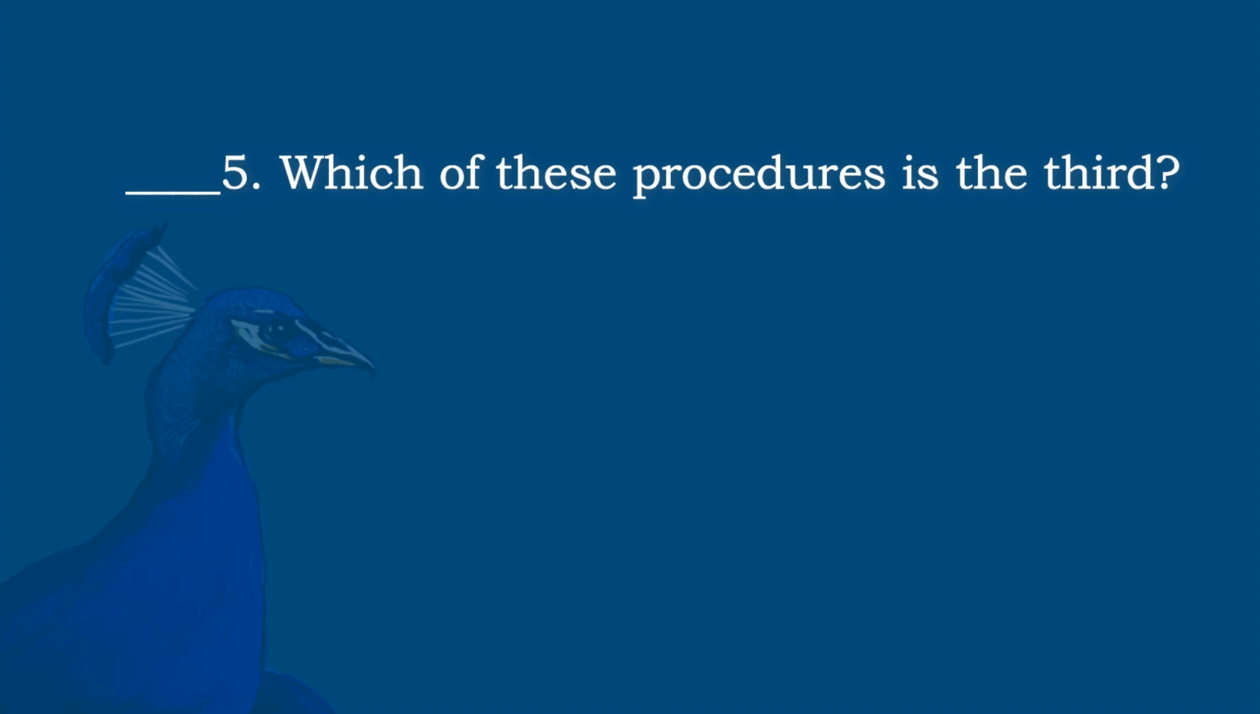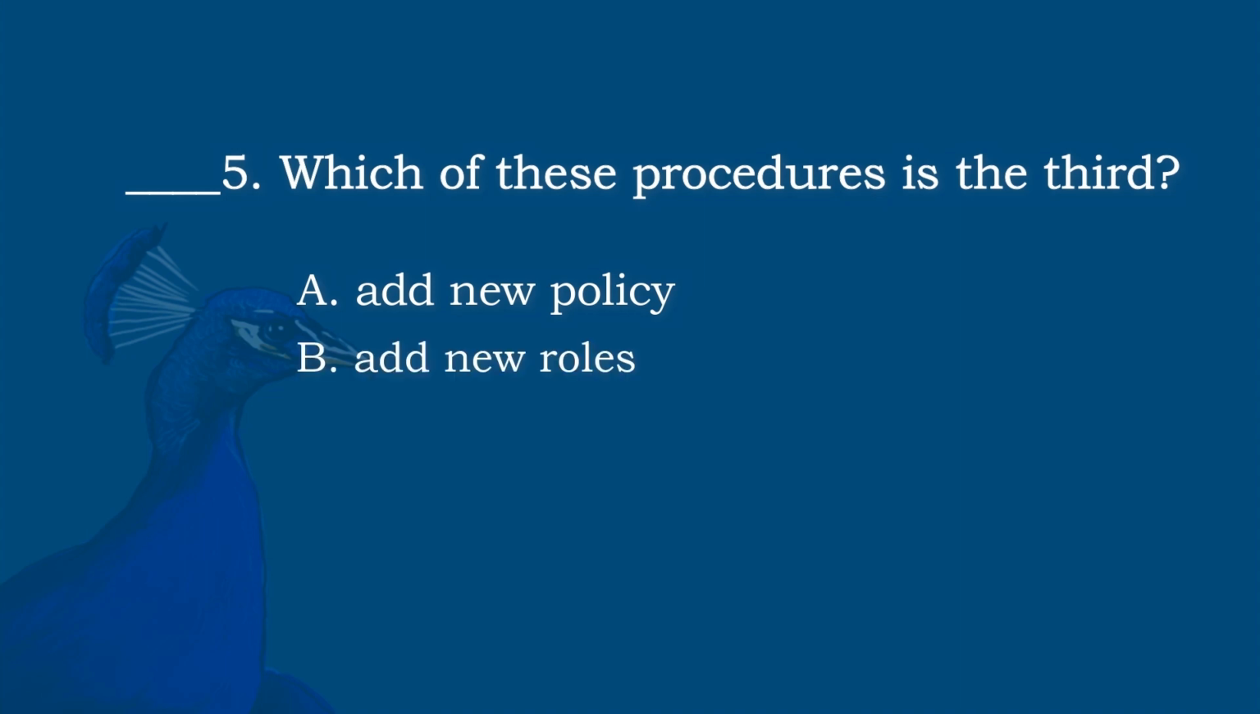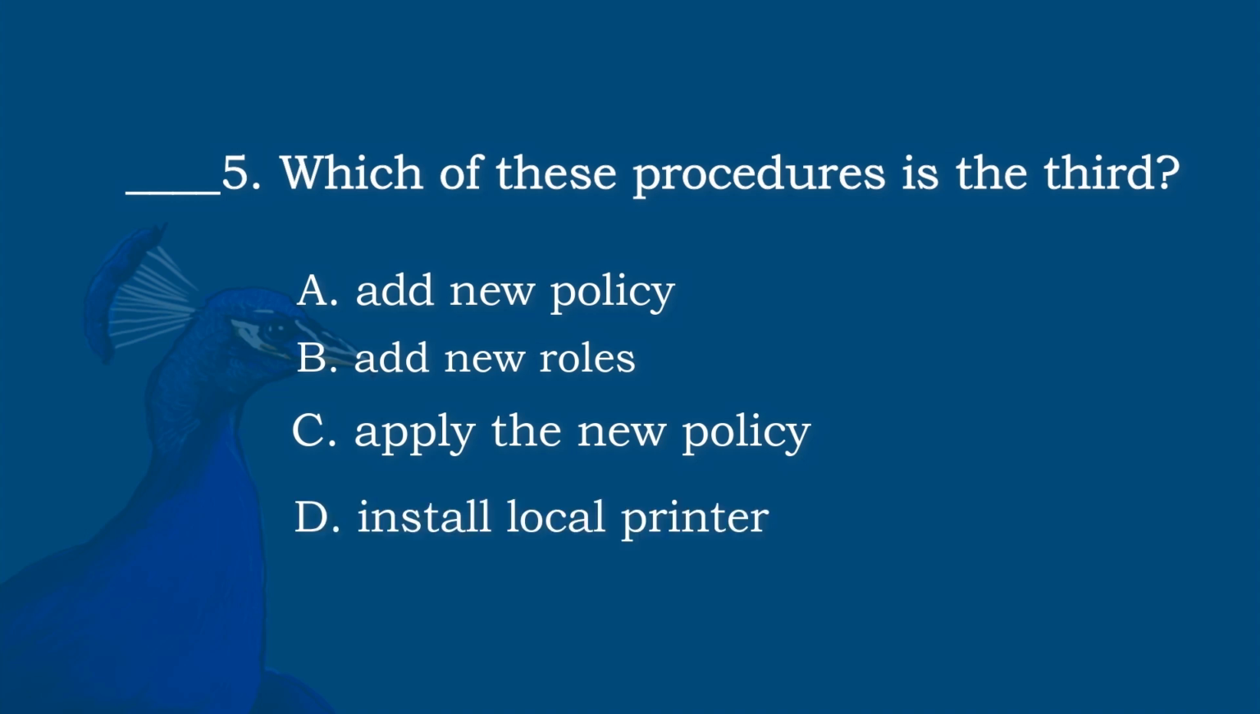Number 5. Which of these procedures is the third? A. Add new policy. B. Add new rules. C. Apply the new policy. Or D. Install local printer.